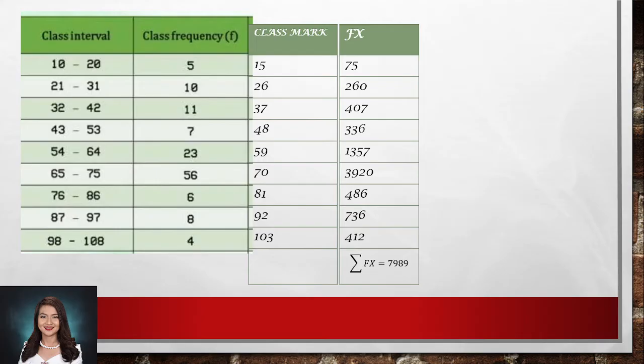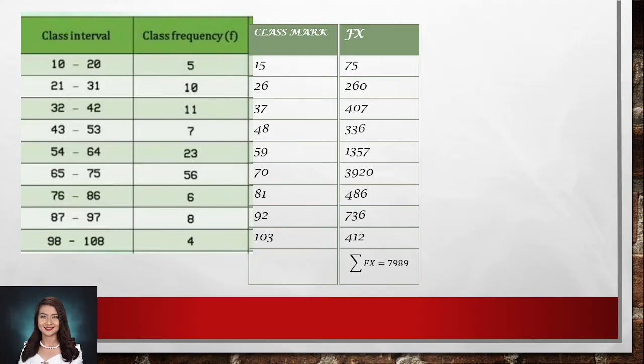1,357. 56 multiplied by 70, we get 3,920. 6 multiplied by 81, we get 486. 8 multiplied by 92, we get 736. And 4 multiplied by 103, we get 412.